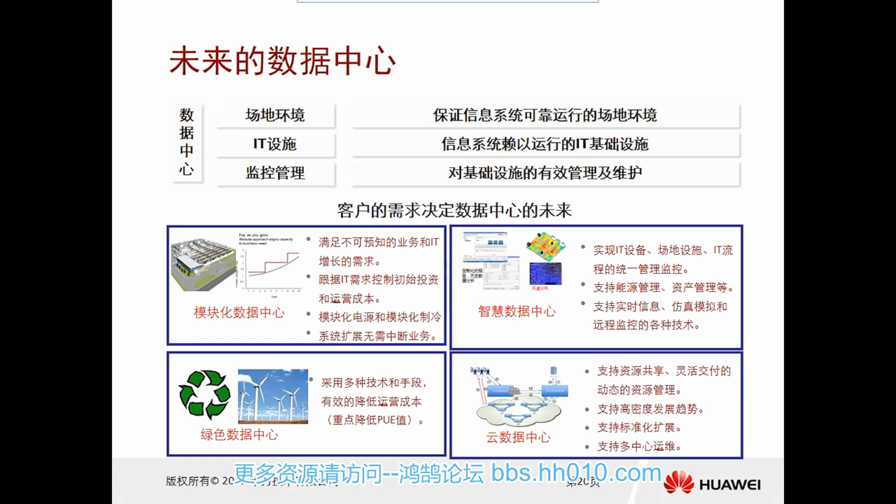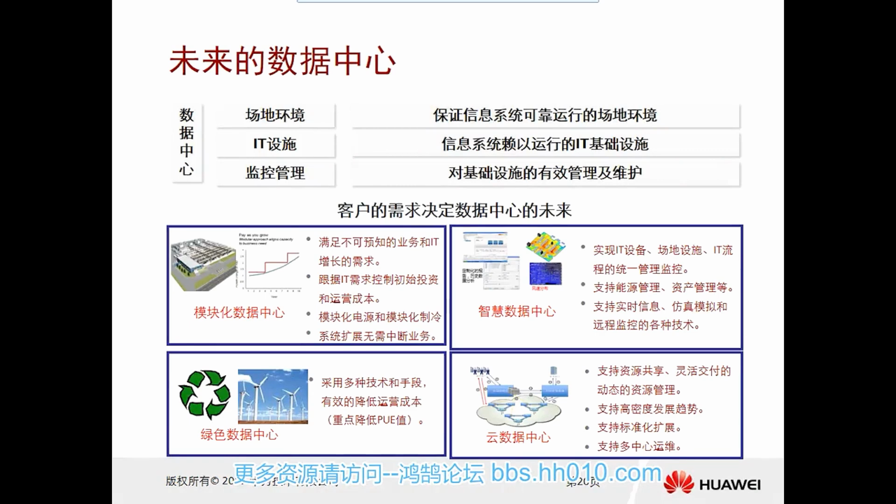So what is a green data center? The energy consumption of the data center, we know, is very serious. So various technologies and methods are adopted to reduce operating costs. To put it simply, it's about reducing our PUE value. We will discuss the PUE value in a moment. Also, there is the intelligent data center. The intelligent data center realizes unified monitoring management of our IT facilities, IT processes, venue facilities, etc. It can support energy assets, real-time information simulation, and various technologies such as remote monitoring.